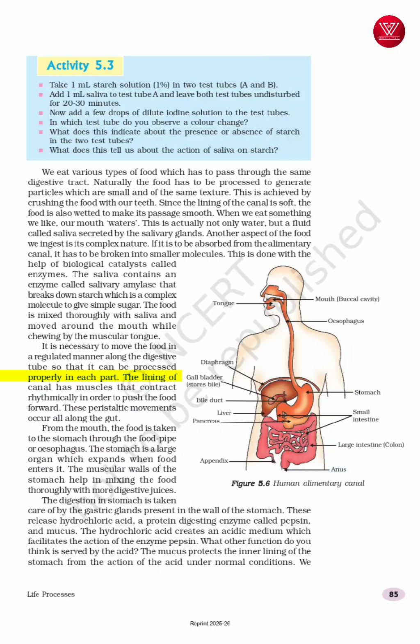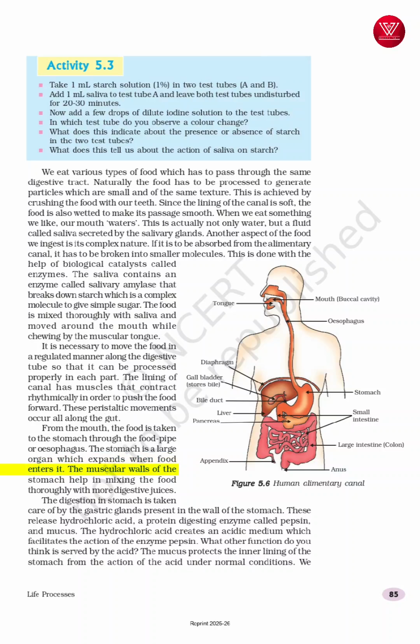The lining of the alimentary canal has muscles that contract rhythmically in order to push the food forward. These peristaltic movements occur all along the gut. From the mouth, the food is taken to the stomach through the food pipe or esophagus. The stomach is a large organ which expands when food enters it.